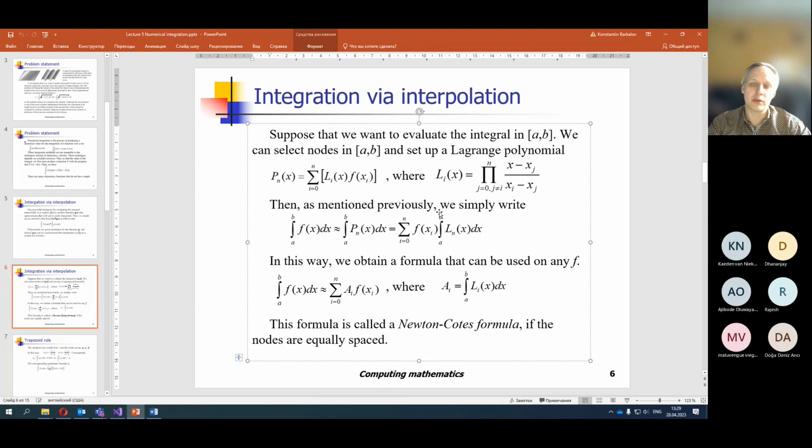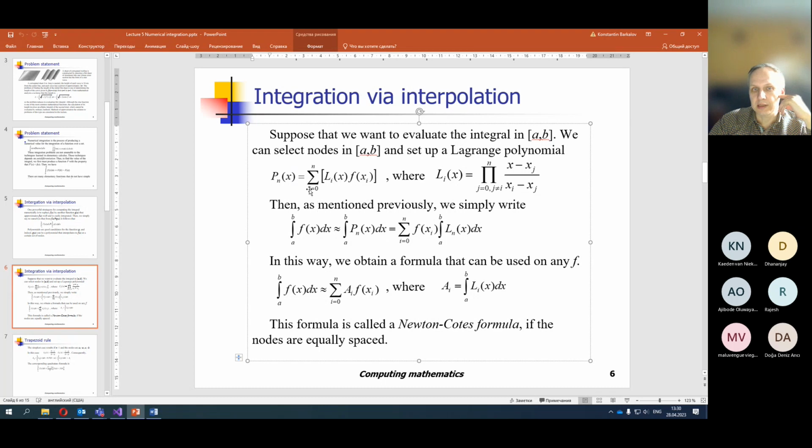Suppose that we want to evaluate the integral in the interval from a to b. Then we can select the nodes in this interval and find a Lagrange interpolating polynomial. This is a general form of Lagrange interpolating polynomial. And after that, we can say that the integral from a to b f of x dx approximately equals the integral from a to b p n of x dx.